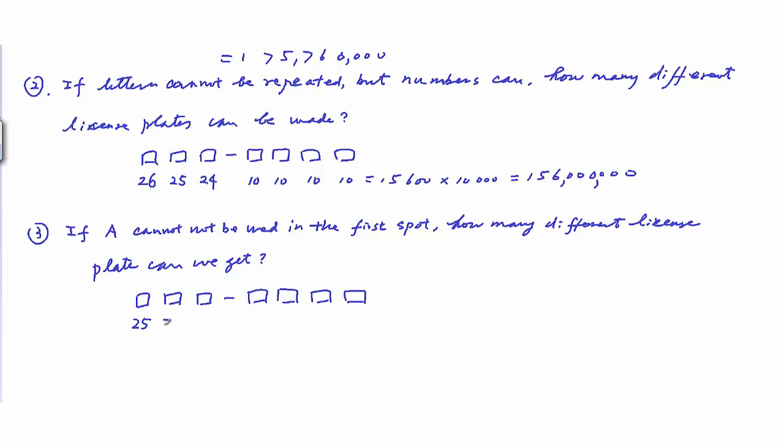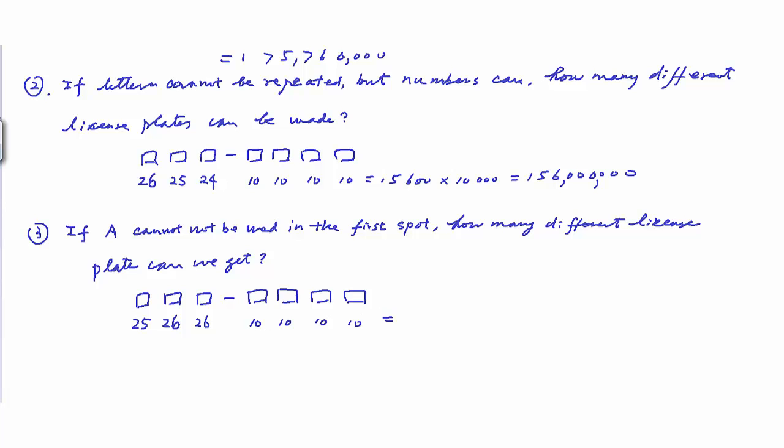So we can use any of 26 letters. So we have 26 ways to complete this spot. And then similarly, we have 26 ways to complete this spot. And then the rest, we have 10 ways for each one. So therefore, by the fundamental principle of counting, we have this many.